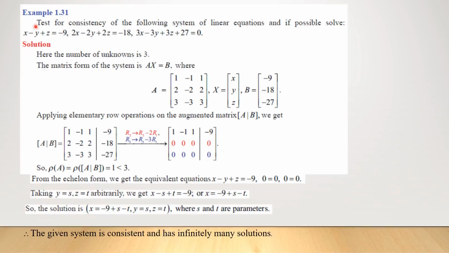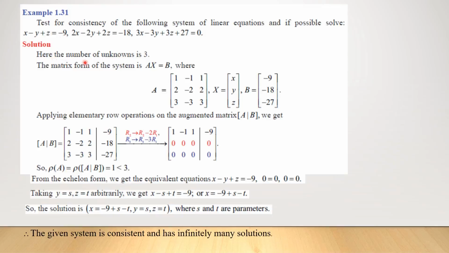Next, we are going to see example 31 in chapter 1. Test for consistency of the following system of linear equations. Here also we are going to test the consistency and, if possible, solve, that is, find the unknown values. Here they were given 3 equations with 3 unknown variables x, y and z. Let us see the solution.